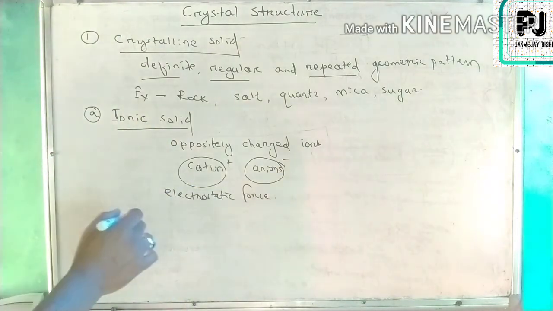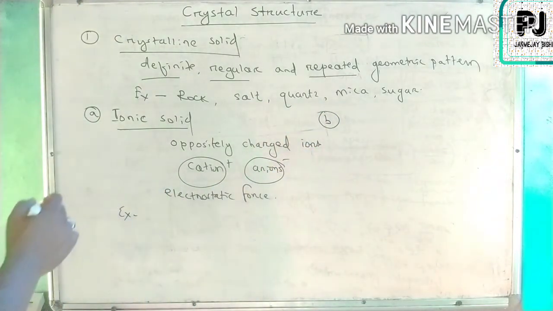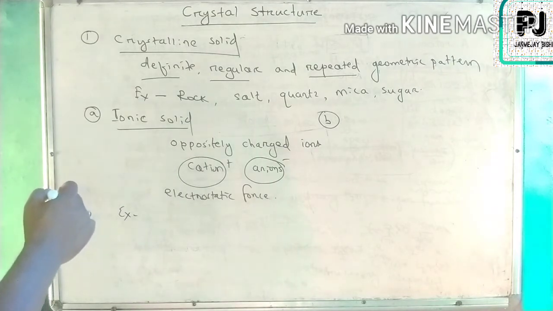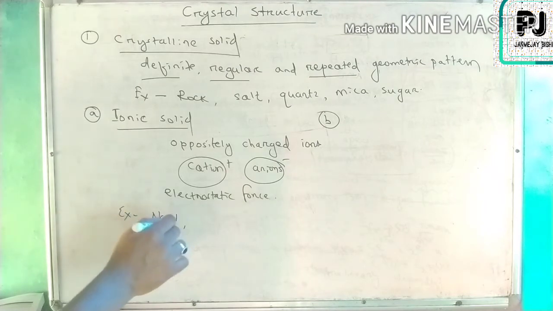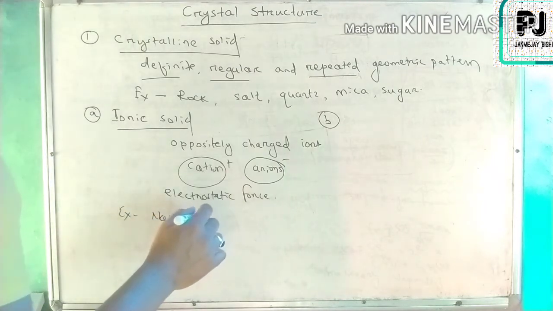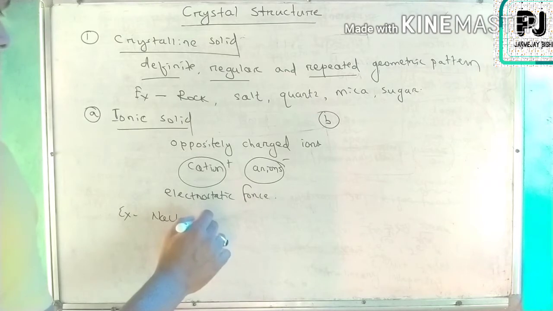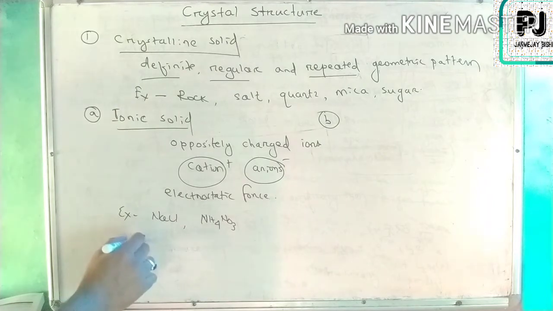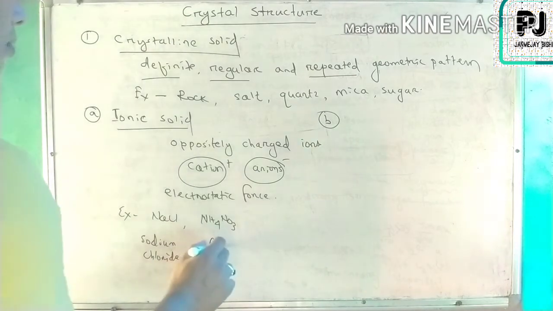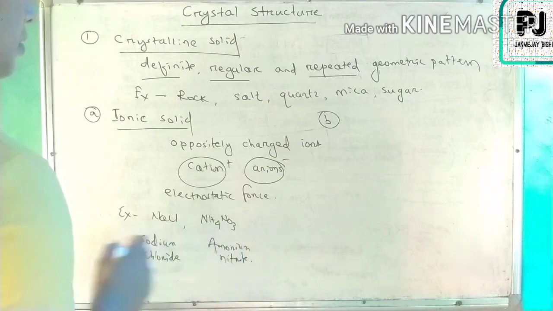Examples of ionic solid are sodium chloride, NaCl, and ammonium nitrate, NH4NO3.